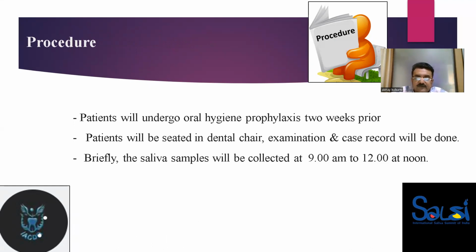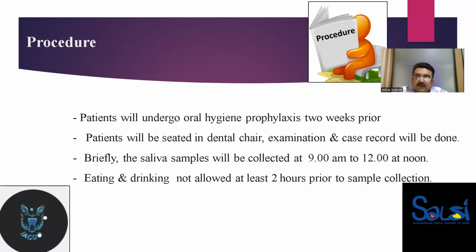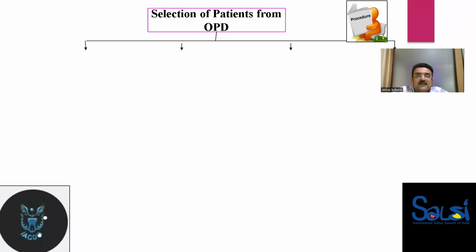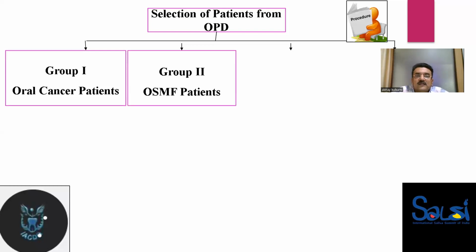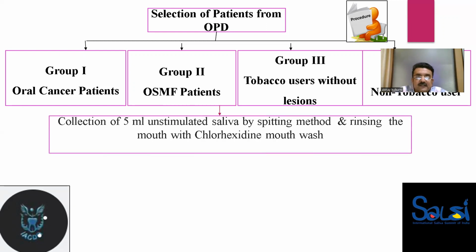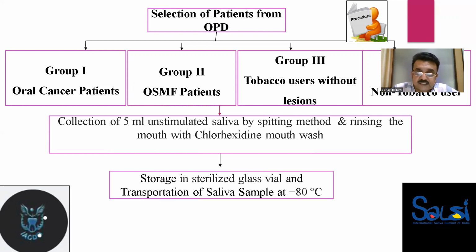Briefly, the saliva samples will be collected at 9 a.m. to 12 noon. Eating and drinking not allowed at least 2 hours prior to the sample collection. Each subject will thoroughly rinse their mouth with water. The selection of the patients: group 1, group 2, group 3, and group 4. All the patients will then give 5 ml unstimulated saliva by spitting method after rinsing the mouth with chlorhexidine mouthwash. Then storage in a sterilized glass vial and transportation of the saliva sample at minus 80 degrees centigrade.